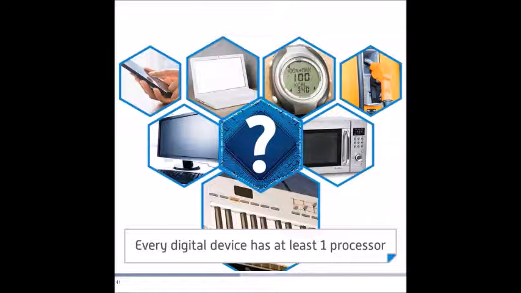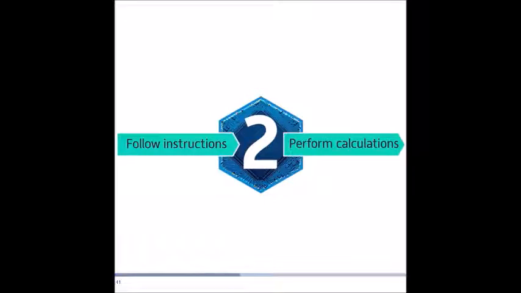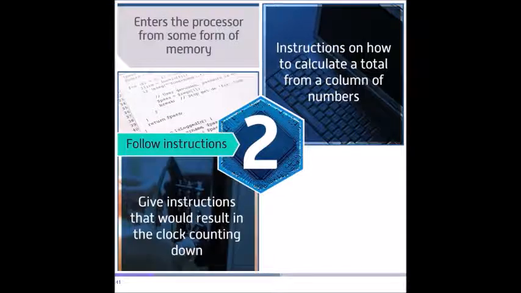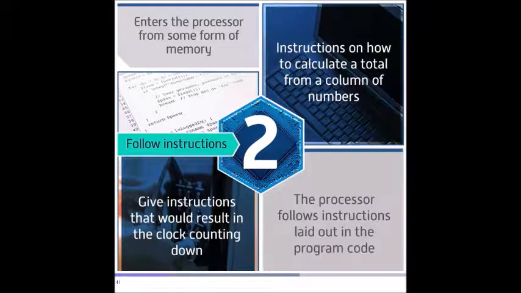So, what do they do? Although they are very complex components, processors have only two simple roles. They follow instructions and they perform calculations. The instructions come from program code that enters the processor from some form of memory. Program code on a laptop might give instructions to the processor on how to calculate a total from a column of numbers. Program code in a microwave might give instructions to the processor that would result in the clock counting down. In either case, or in any other, the processor follows the instructions laid out in the program code.